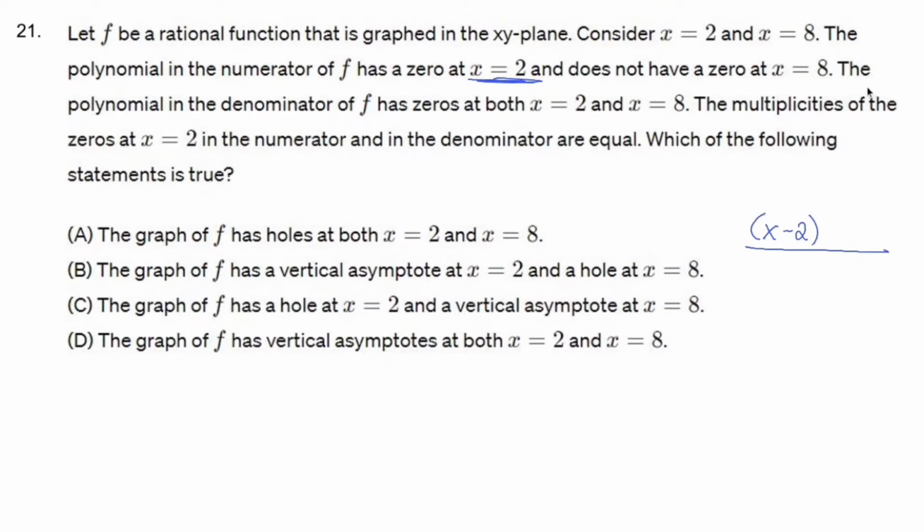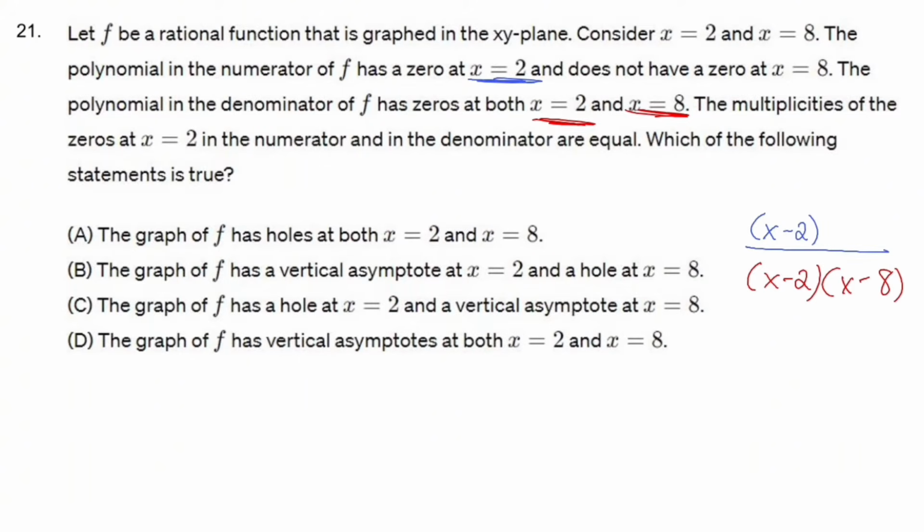The polynomial in the denominator has zeros at both x equals 2, so x minus 2 again, and x equals 8, so x minus 8. The multiplicities of the zeros at x equals 2 in the numerator and denominator are equal. So that's good. I'm just not going to write anything out for these. Which of the following statements is true?